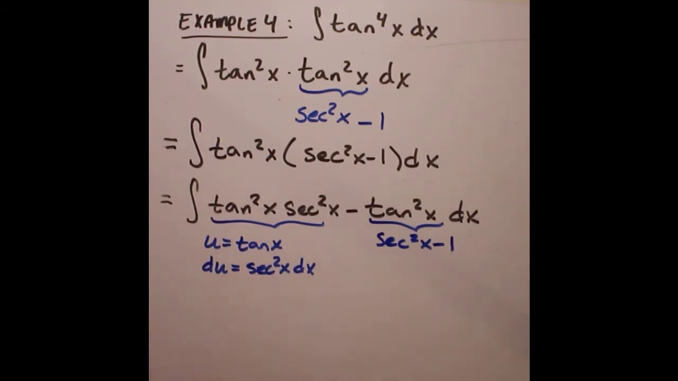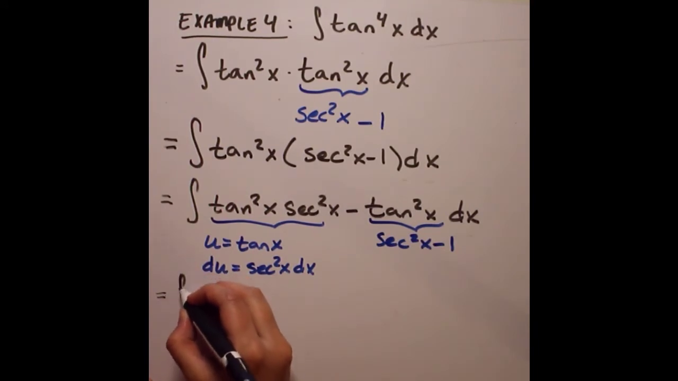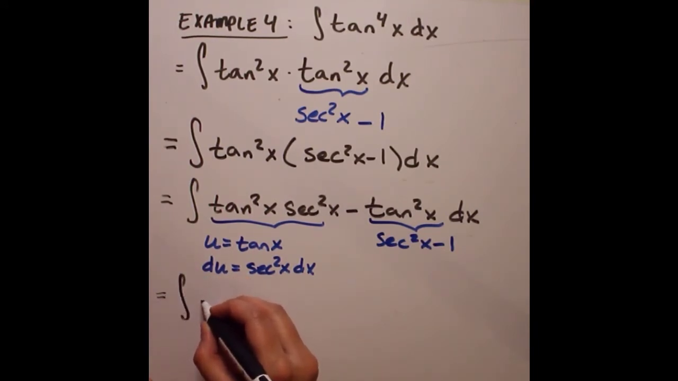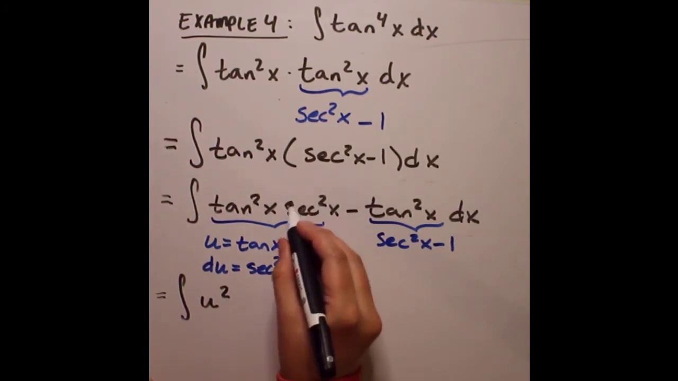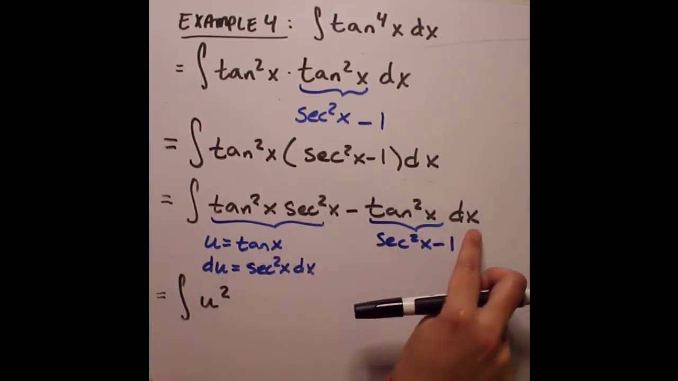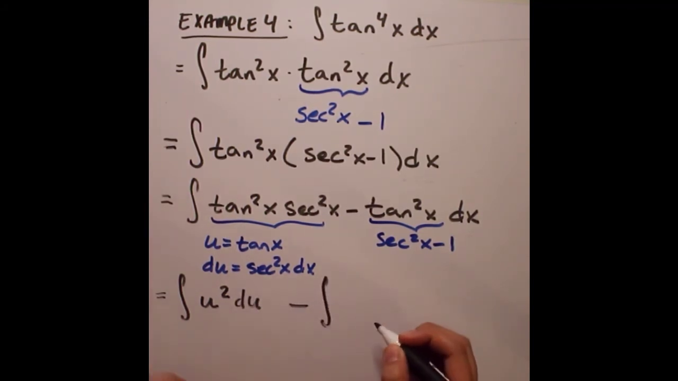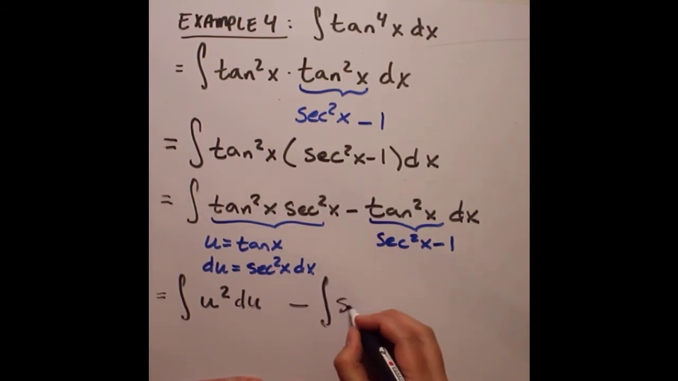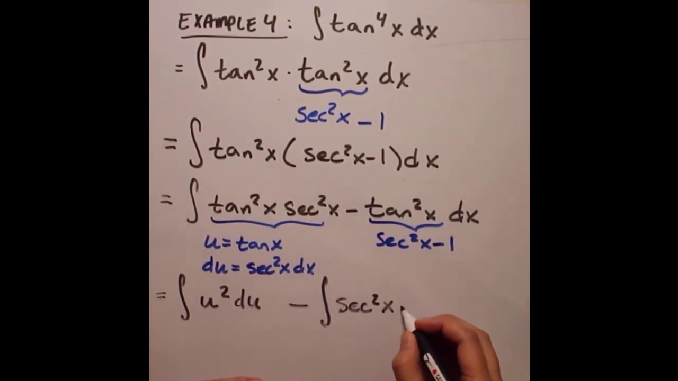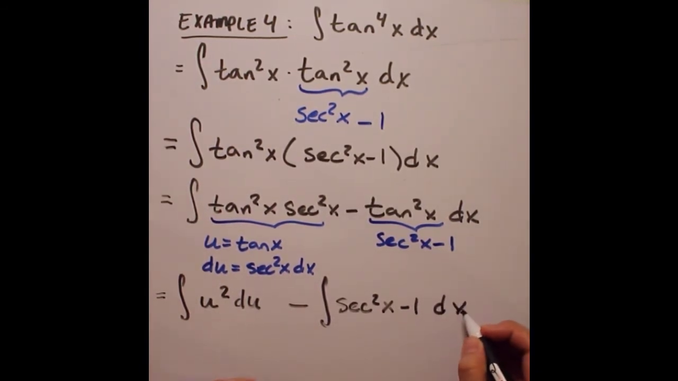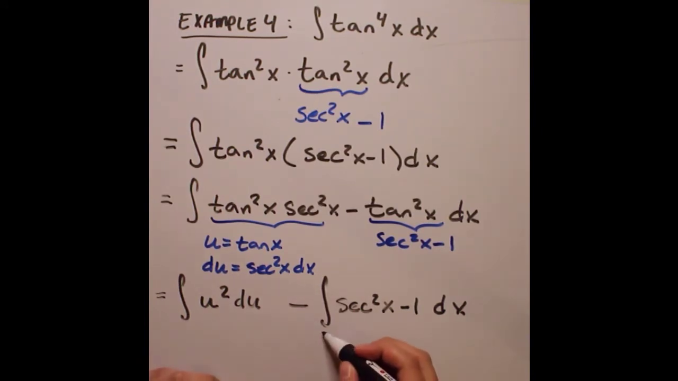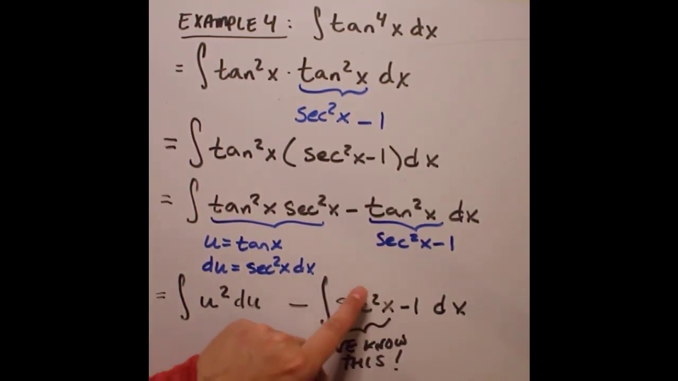Alright, so let's rewrite that. I'm separating this into two different integrals. So this is u squared, and then all of this is going to be secant squared x. I'm going to put the dx here, so du, and then minus this integral, so minus the integral of secant squared x minus 1 dx. Now how is this any better? Well, it's better because we know this integral.